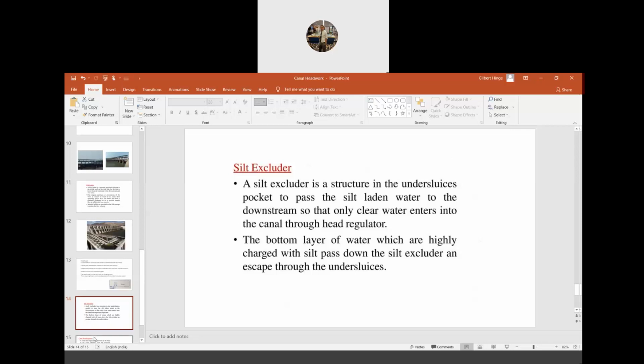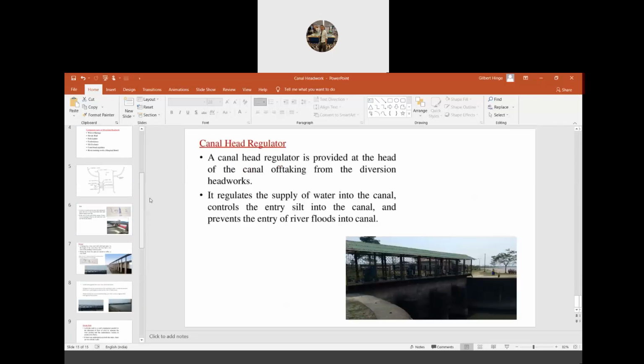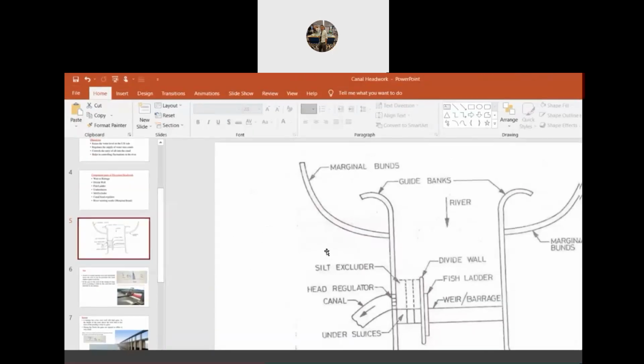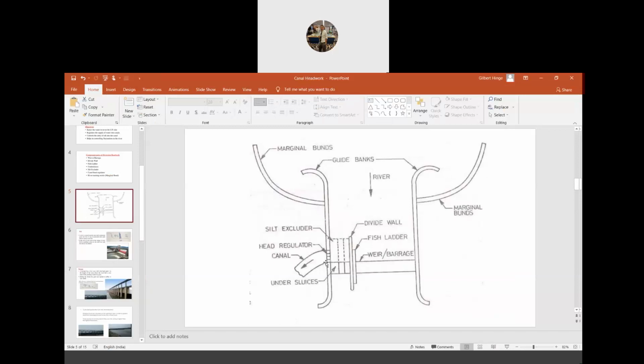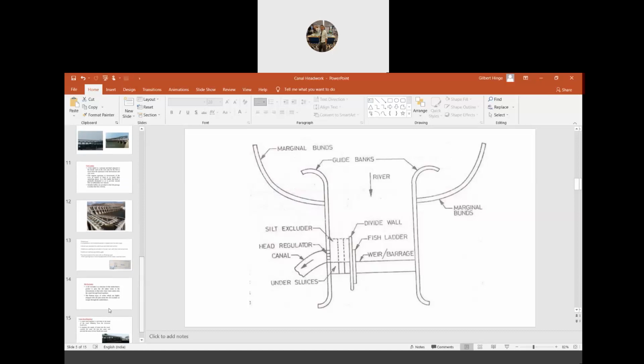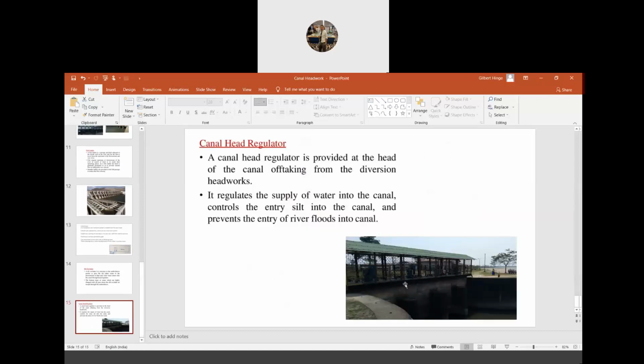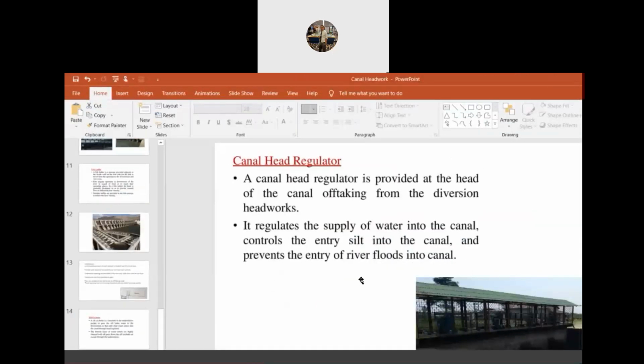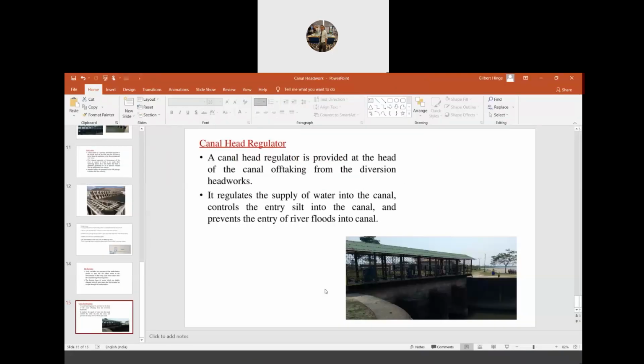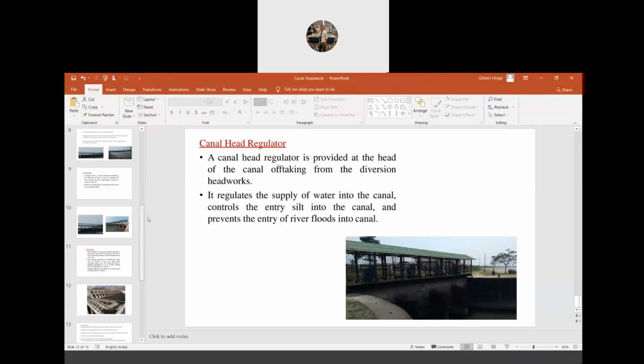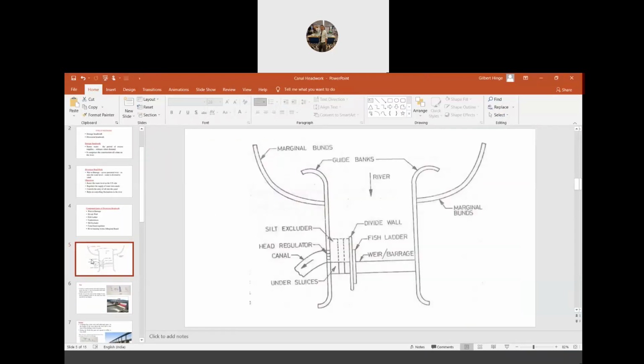Then before it enters into the canal, we have another regulator here. A regulator is basically where we can control how much water should be diverted into the canal. This is the picture of a regulator. There is some wire connected here, so we can control how much water is being diverted. Depending upon our needs and the capacity of the canal, we can adjust through this regulator how much water is diverted into the canals.